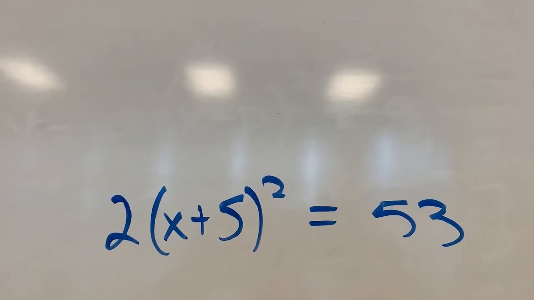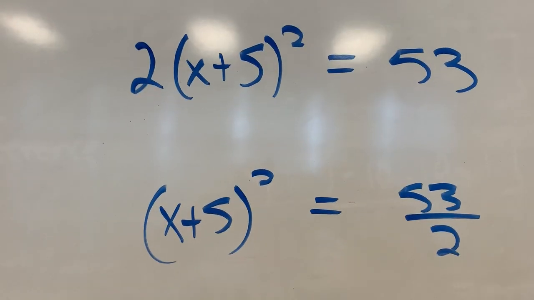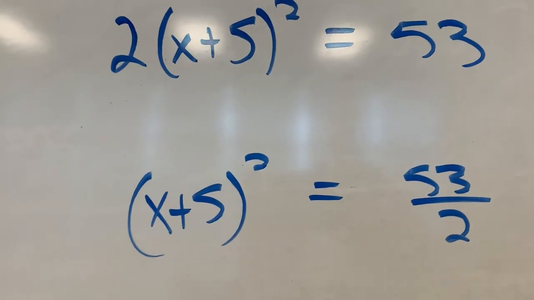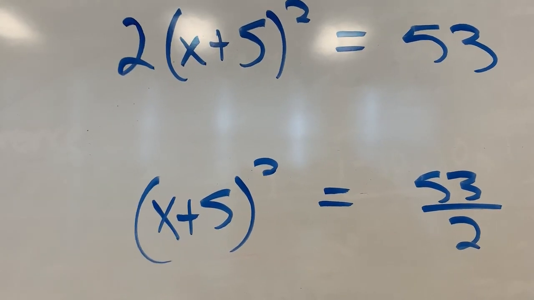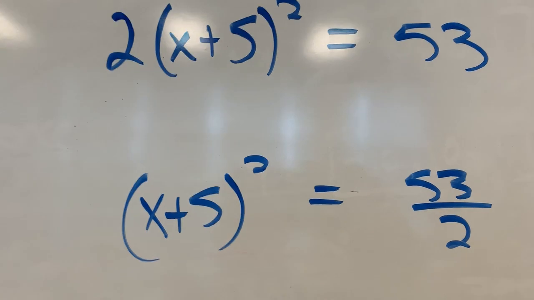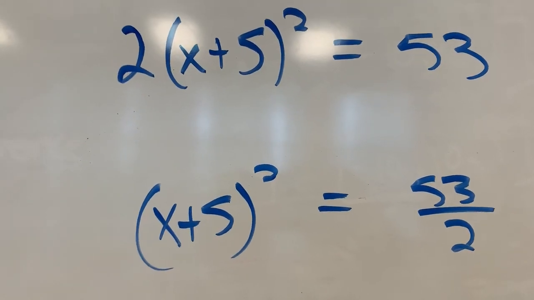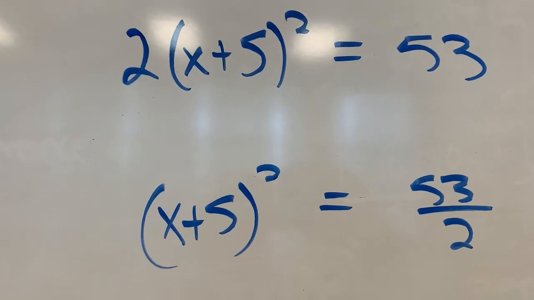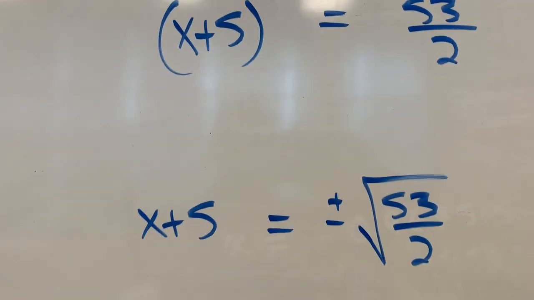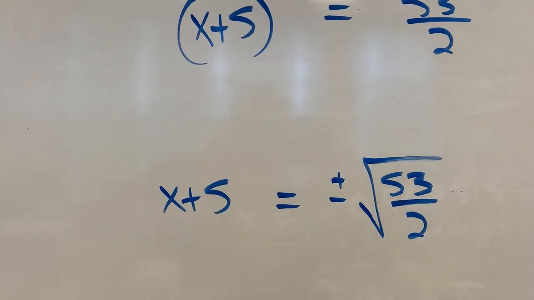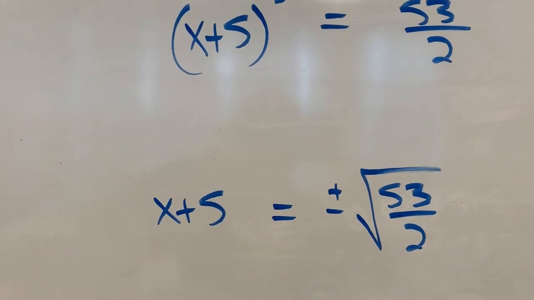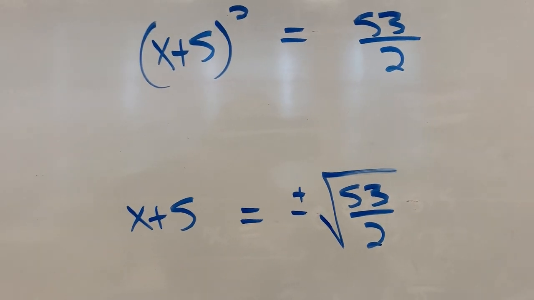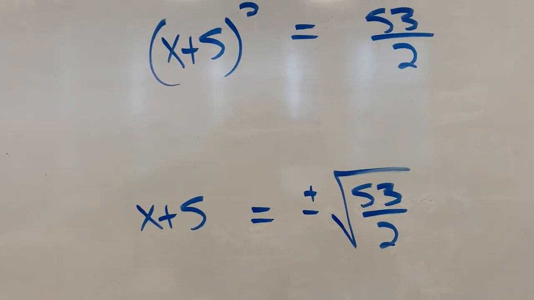Next, I'll divide by 2. I've chosen to leave this as a fraction. You could write it as 26.5 if you like, but I've got x plus 5 squared equals 53 over 2. Now I take the plus or minus square root of that, so I get rid of the squared sign, in other words. I say, okay, well, x plus 5 then must either be the positive square root of that gross number or the negative square root of it.